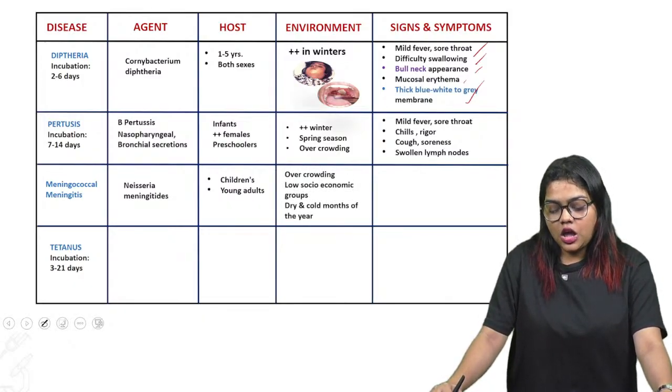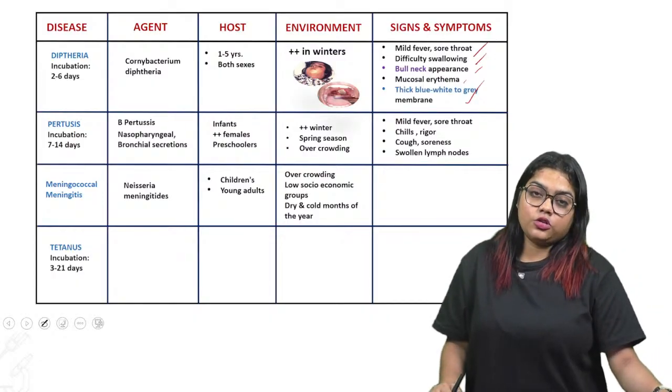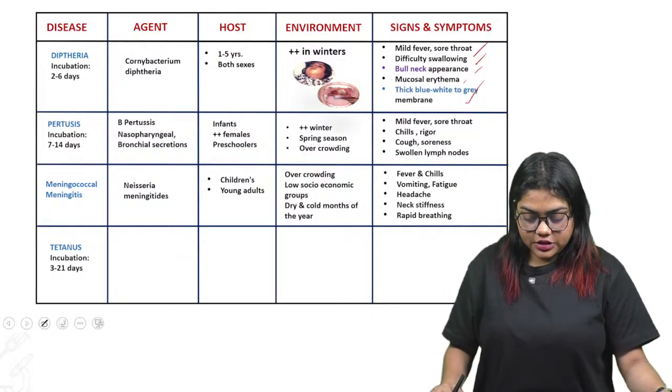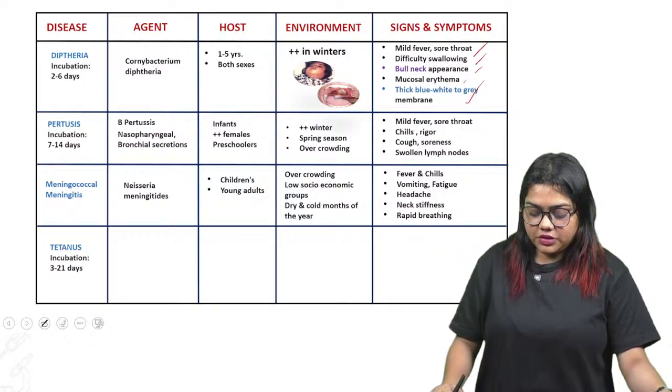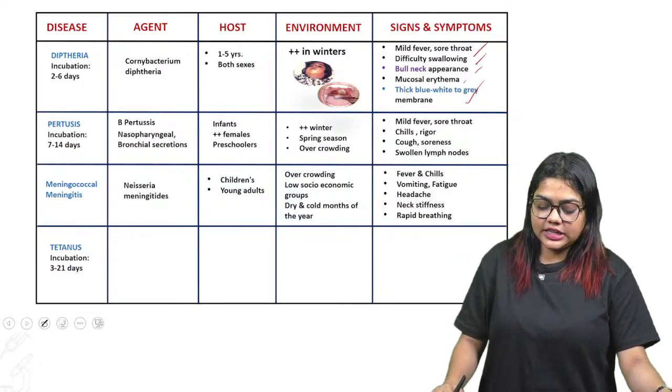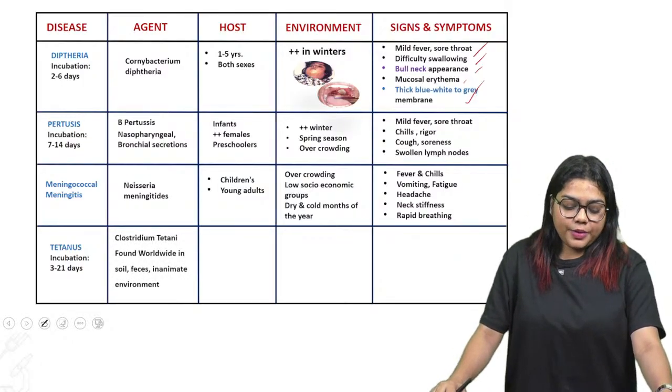The environment is overcrowding, low socioeconomic groups, and the dry and cold months of the year. The signs and symptoms include fever, chills, vomiting, fatigue, headache, neck stiffness and rapid breathing.